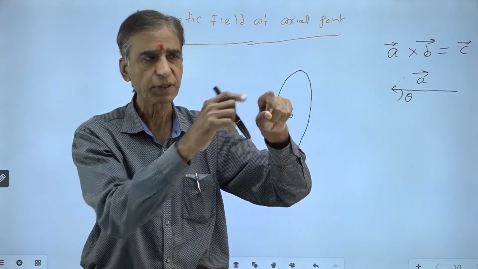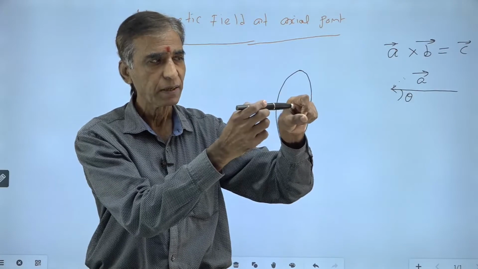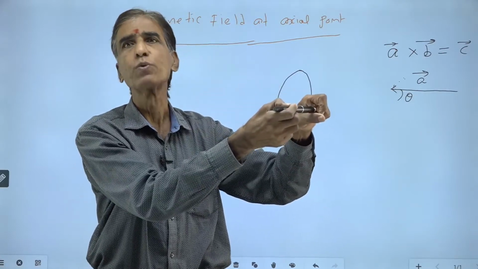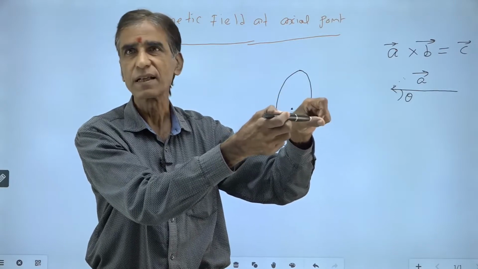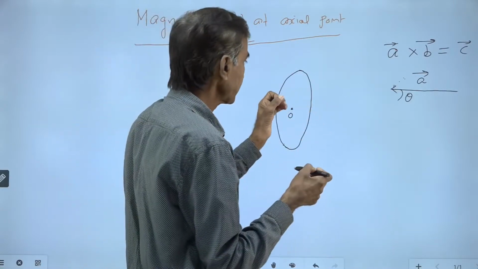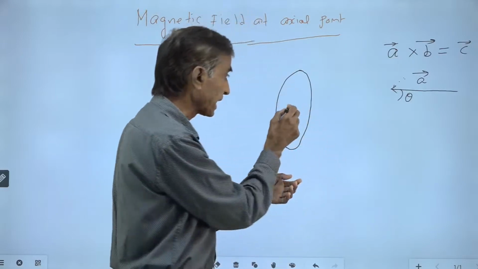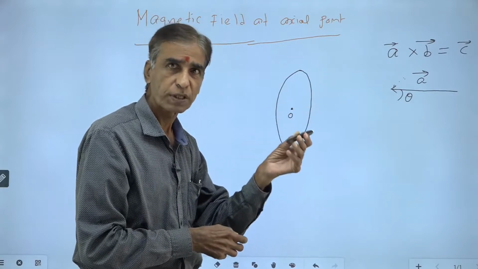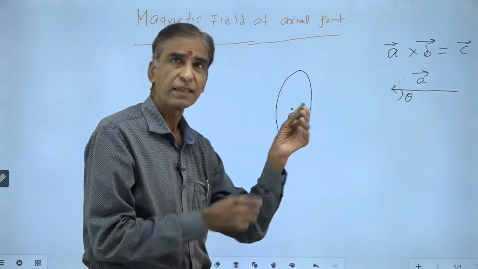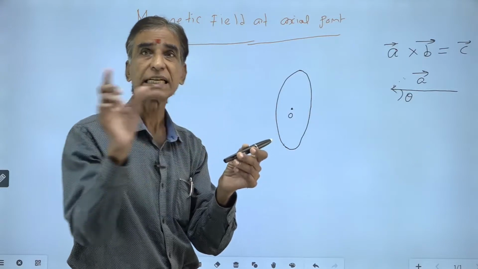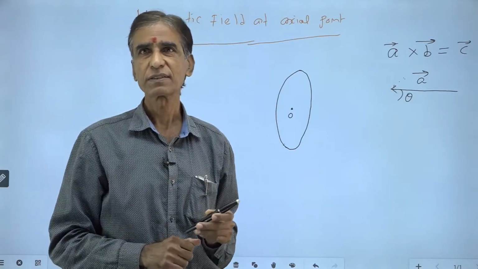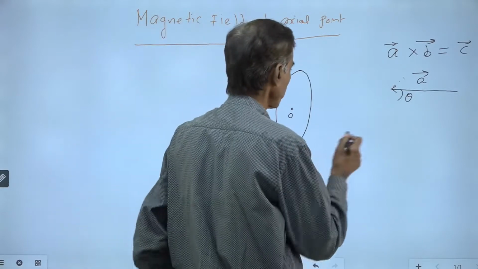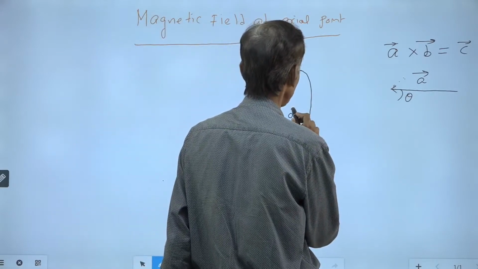See, this is the plane of the loop. Then you have to take a line perpendicular to the plane of the loop. That is our axis of the loop. So our loop is on the board, and the axis is perpendicular to the board. Suppose this is the xy plane, our axis will be along the z axis. So this is our axis.